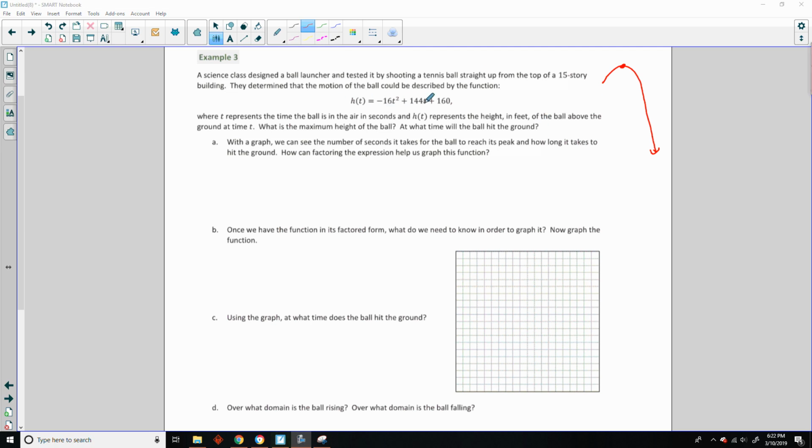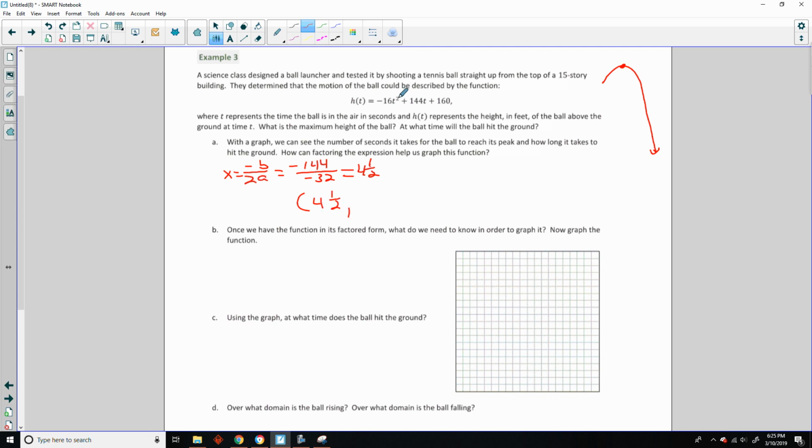So to find the maximum height of the ball, we have to find the vertex. And the vertex is on the axis of symmetry. And the axis of symmetry is x equals negative b over 2a, which equals negative 144 over 2 times negative 16, which is negative 32. So the x value is, okay, so this is 4.5. So when I substitute in this 4.5, I will find my y value.